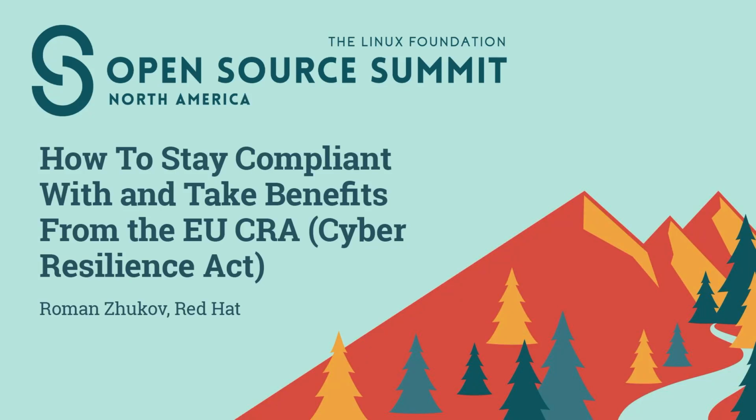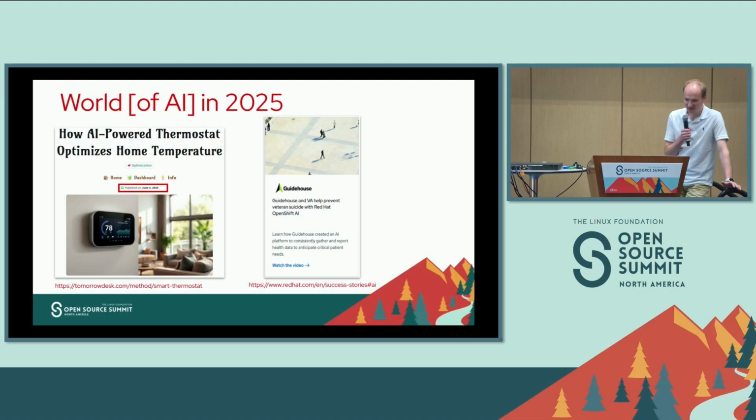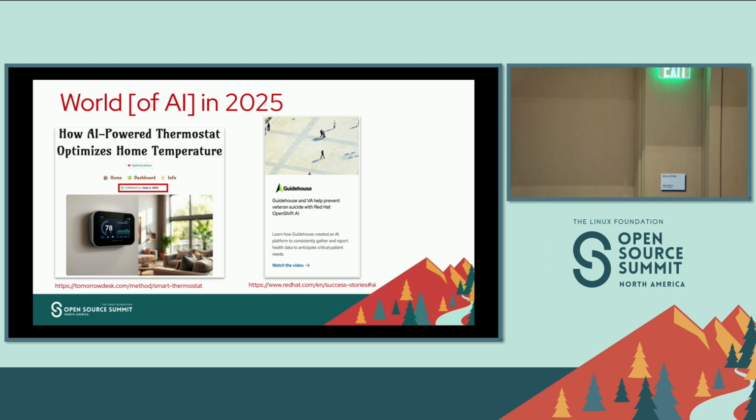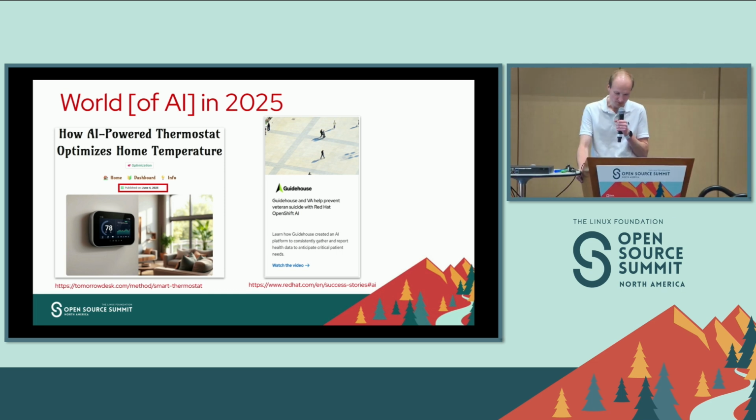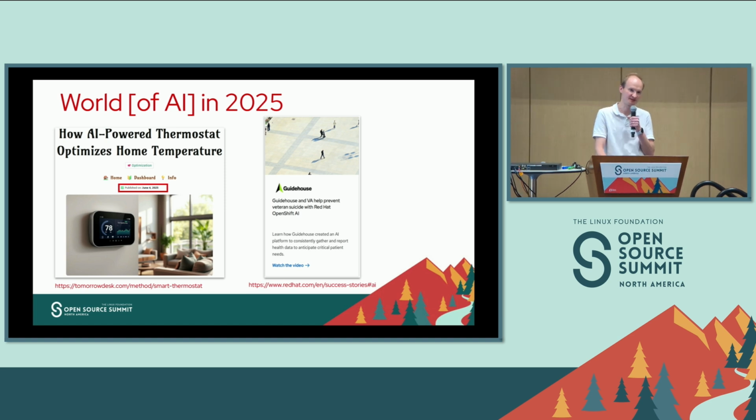Let's imagine a world of AI in 2025, when we have AI-powered thermostats optimized with home temperature. It's really brilliant, isn't it? And also we have other great innovations that big tech companies do. For example, Red Hat. We have some good use cases around AI to help with prevention of veteran suicide with our technologies.